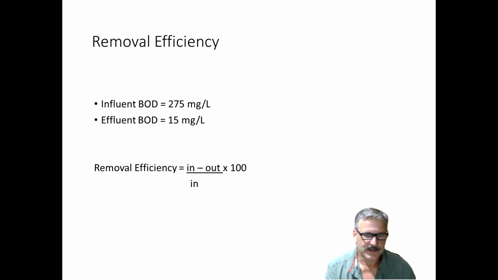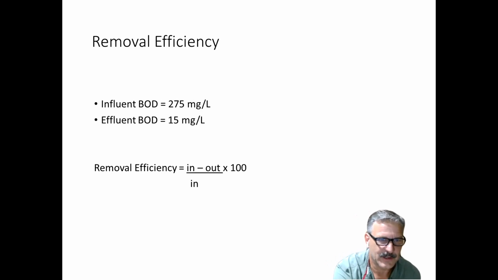So in this, it doesn't show my notes on here, so I apologize for that. But in this calculation, if you have your calculators handy, it's in minus out, so it's 275 minus 15, divided by in, which is 275, multiplied by 100 will give you your removal efficiency in a percent.